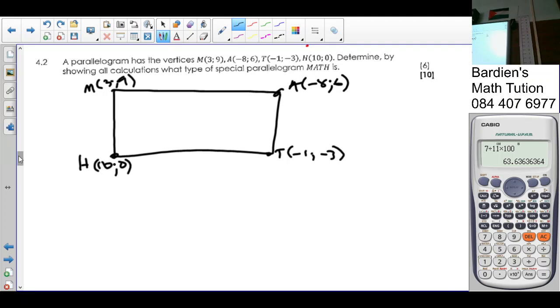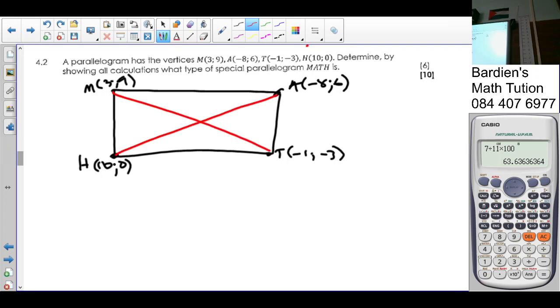Okay, so you get special parallelograms. The special parallelograms are kite. No, not kite. Kite is not a parallelogram. Square, rhombus, and rectangle. Rectangle is the other. So for this to be either a square or a rectangle, the diagonals have to be equal.